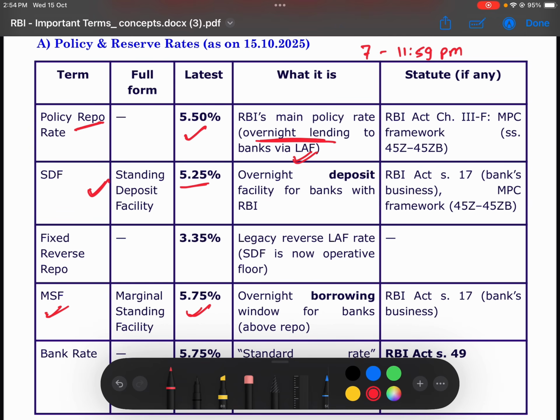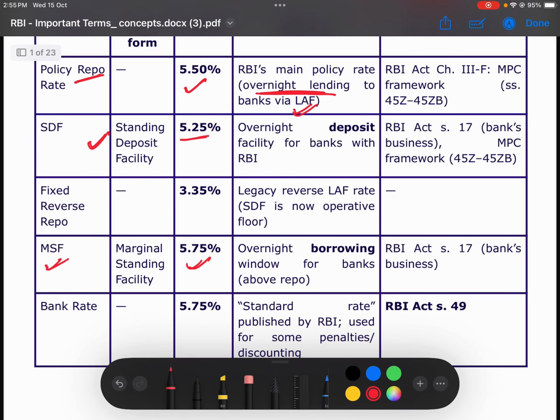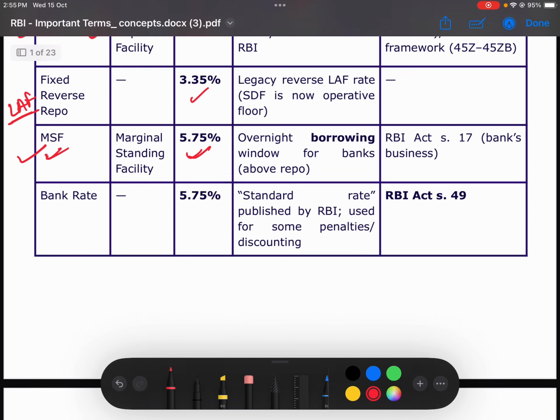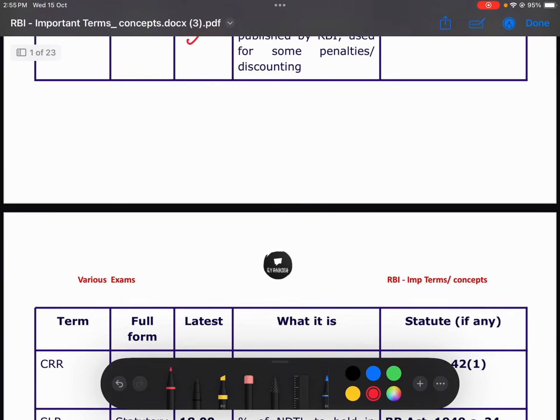And again, RBI wants market discipline, so it discourages routine reliance on RBI. So first, ideally a bank should go for interbank rates, like borrow money from another bank, then repo, and then MSF only as a last resort. So these three things make the LAF corridor, liquidity adjustment facility corridor. Now for fixed reverse repo, you have to just remember the figure, 3.35%, and bank rate is 5.75%.